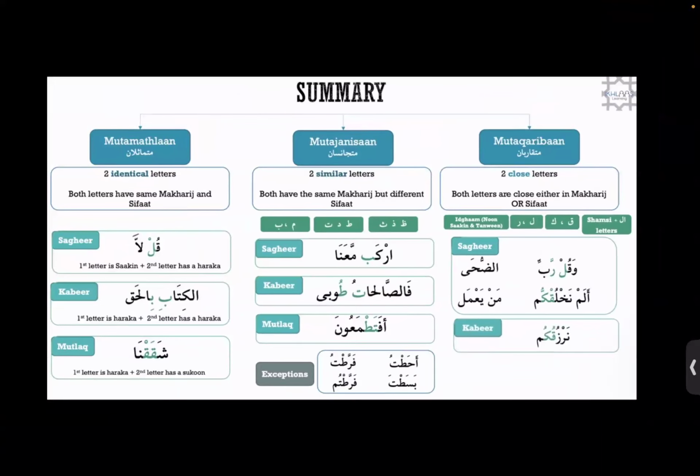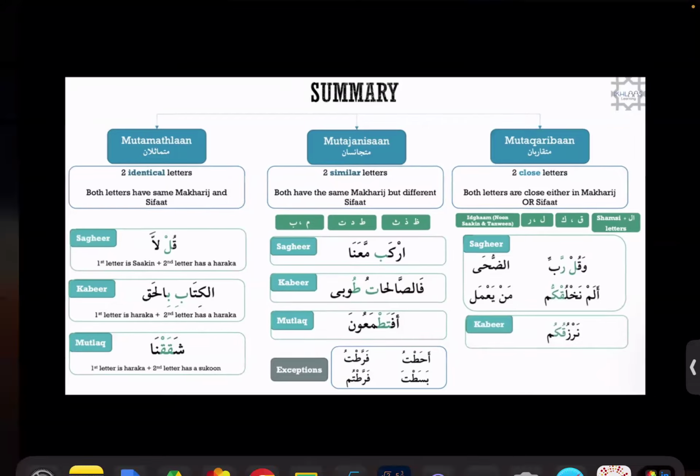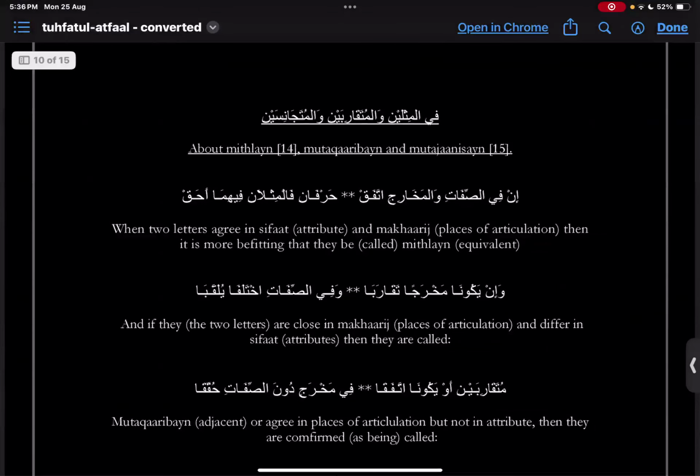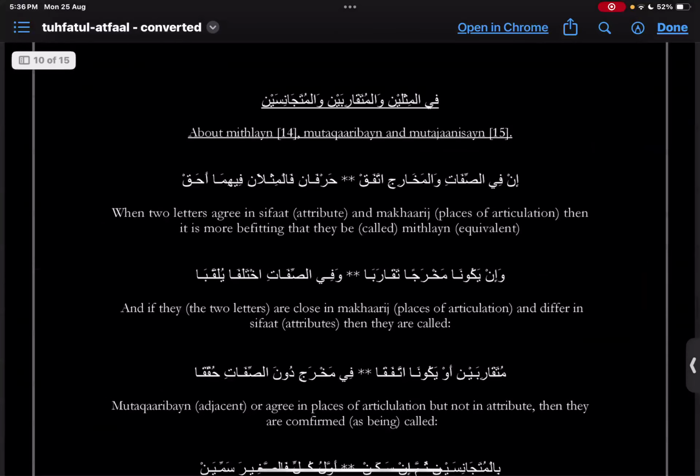That is your summary of the rulings of idgham of mutamathilan, the two identical letters, mutajanisan, the two similar letters, and mutaqariban, the two close letters. Feel free to screenshot this and work through it again if you need the time. Back to our tuhfa, the actual text of the poem. Let's go over it again.